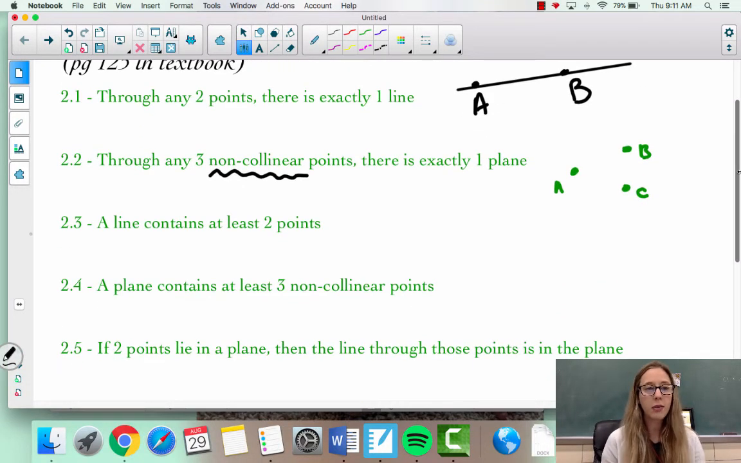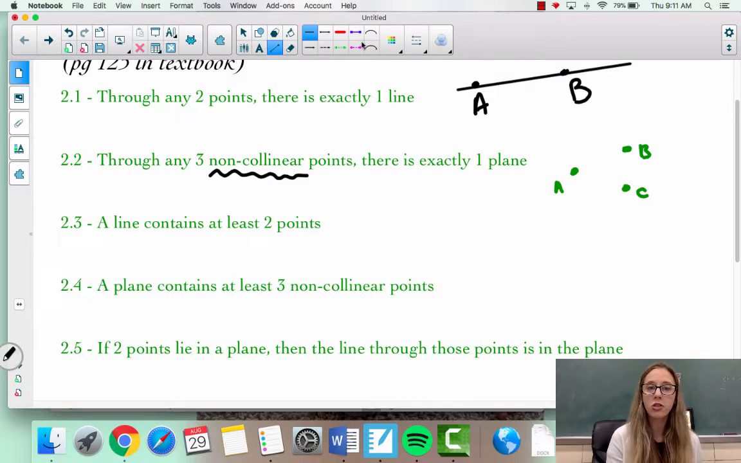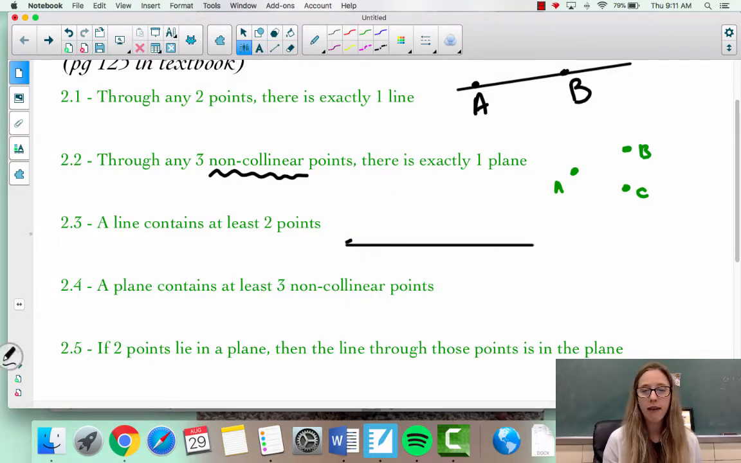The 2.3 postulate says a line contains at least 2 points. What that says here is similar to 2.1, except now we have a line and it says I have to have at least 2 points on it, maybe X and Y, but that I could also have more, for example, G or H. And technically a line has infinitely many points. So this just says if you have a line, it's going to have at least 2 or it could have more.